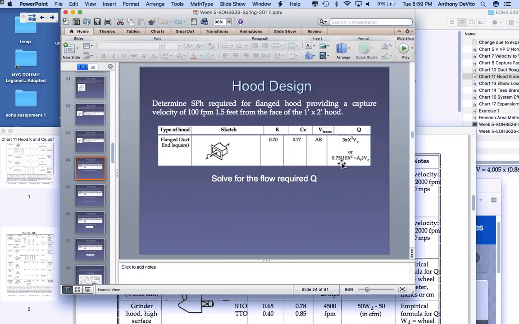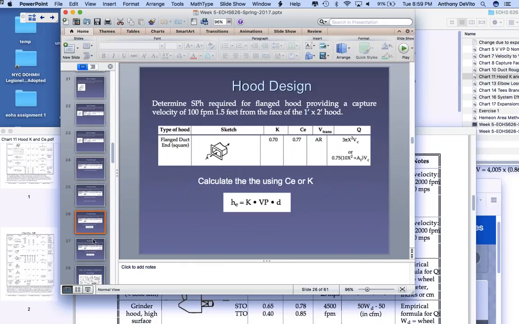Once you have Q, if you know the dimensions of the duct, you know what the velocity is, and you know what the VP is. Once you know what VP is, you can then look up what K is, multiply VP times K to get the hood entry loss. And you can figure out what the static hood pressure has to be behind that hood, two diameters, 2 feet, several feet down from that hood, in order to generate that velocity that you need. Again, we're calculating static hood pressure.